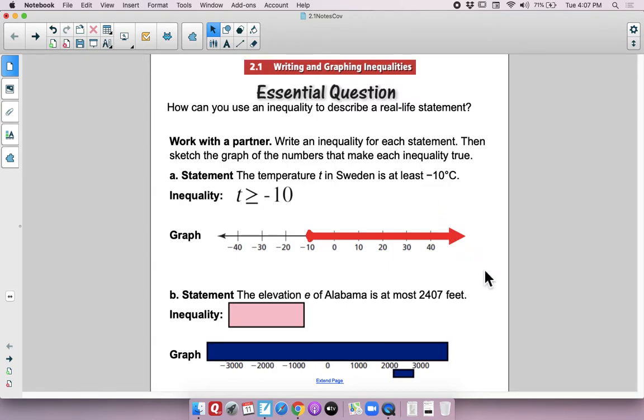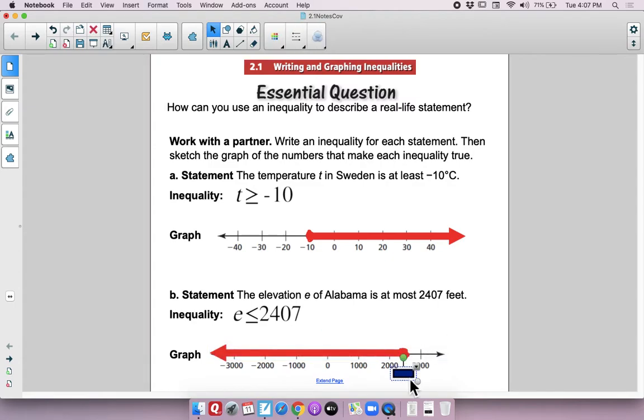Okay, next statement. The elevation E of Alabama is at most 2,407 feet. Yeah, not a lot of real high mountains in Alabama. So hopefully for this one, at most means, can it be 2,407? Yes, it can. But it's not going to be more than that. It's going to be that amount at most, meaning less than or equal to. So E would be less than or equal to 2,407, and your graph should have looked like that. And notice how I just added in 2,407. If you didn't do that and you approximate, that's fine, but generally you want to have your key number on there.